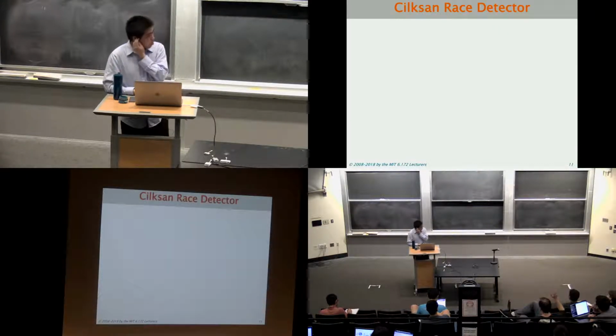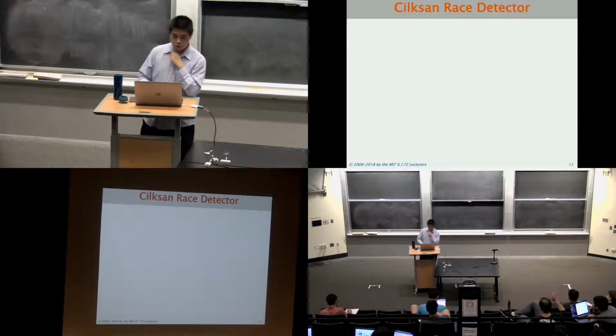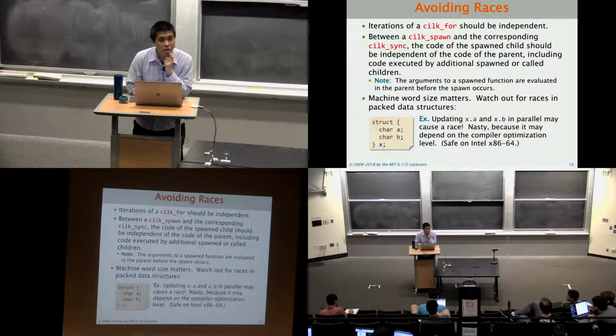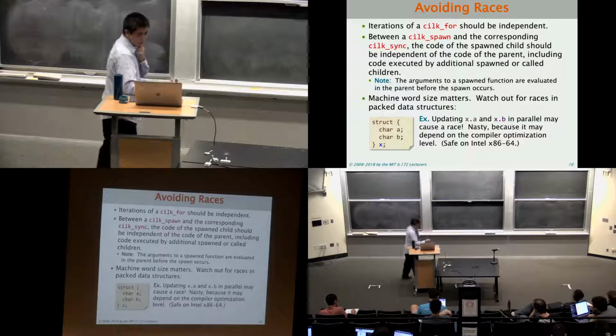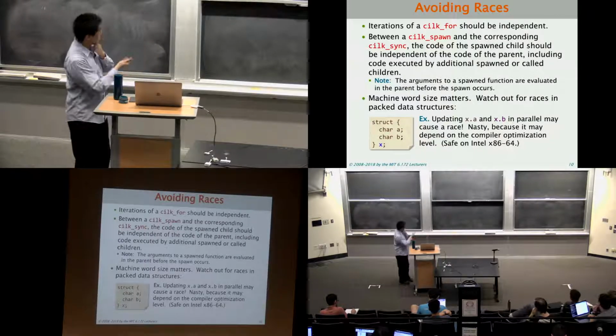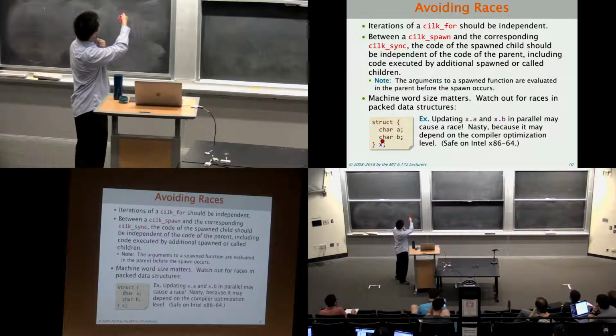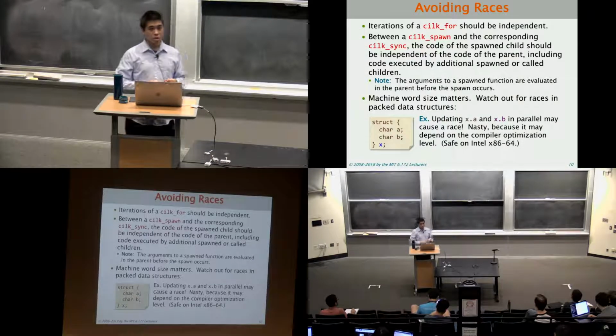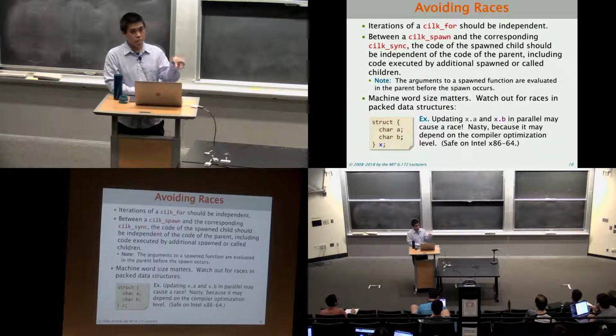Okay, so fortunately, the Cilk platform has a very nice tool called the... yes, question. Because the architecture might actually be updating this struct at the granularity of more than 1 byte. So if you're updating single bytes inside this larger word, then that might cause a race. But fortunately, this doesn't happen on Intel machines.